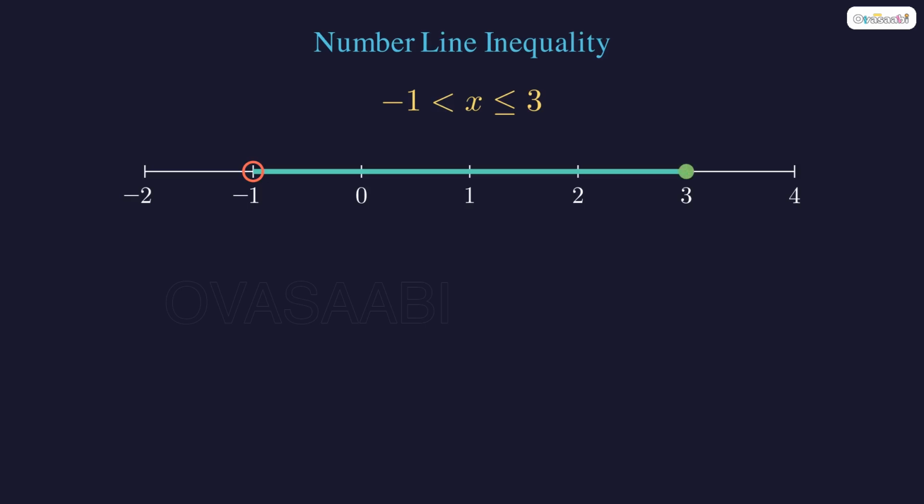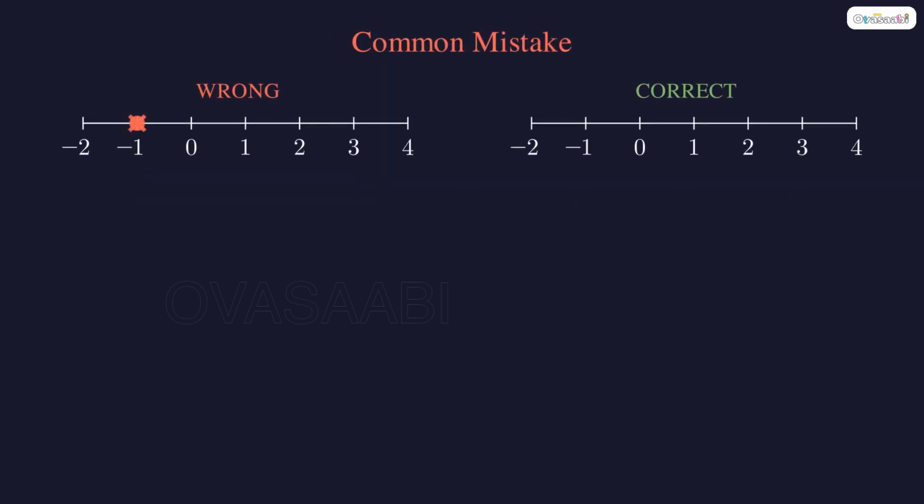For the set -1 < x ≤ 3, use an open circle at -1 and a closed circle at 3. Common mistake. Students use a closed circle for less than. Remember, closed means equal to, open means not equal to.